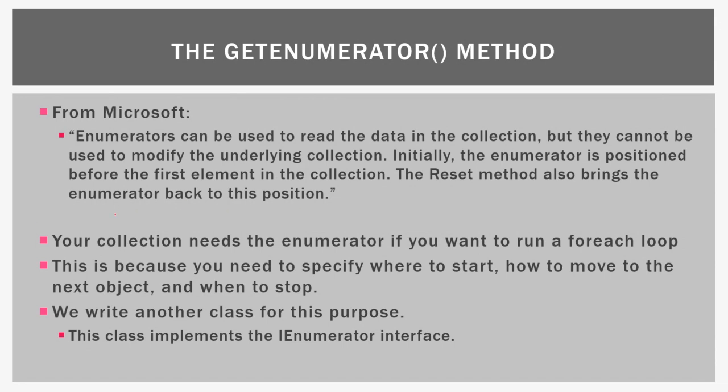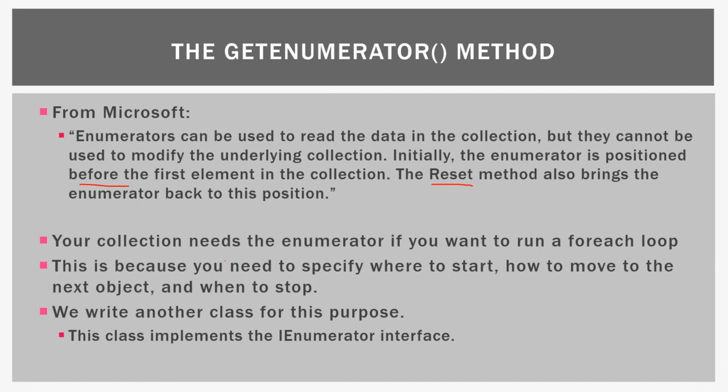The enumerator starts out being positioned before the first element, so at an index of -1, if we're thinking of it numerically. We have the reset method that we have to write that brings the enumerator back to that position. And enumerators are pretty simple. Basically, we have the pointer, a way to move to the next element, and a way to reset it back to the beginning.